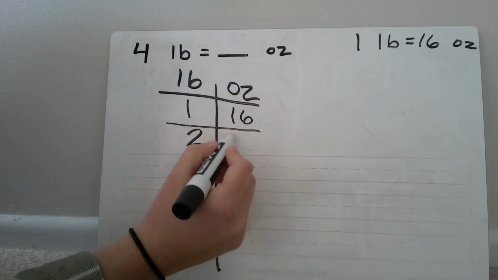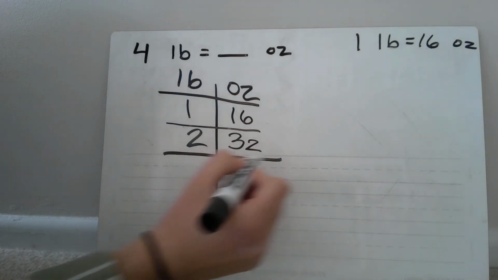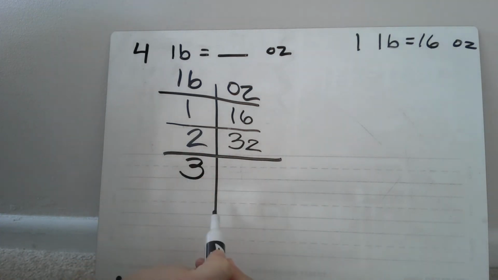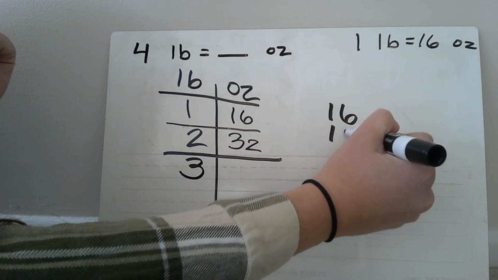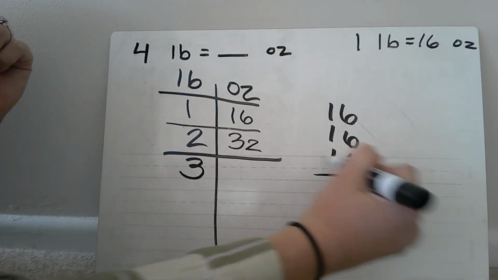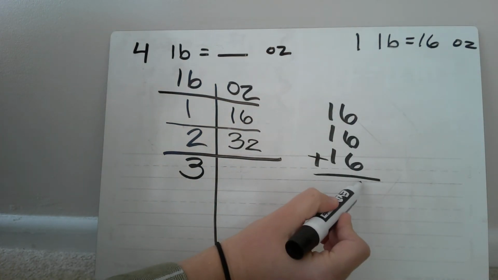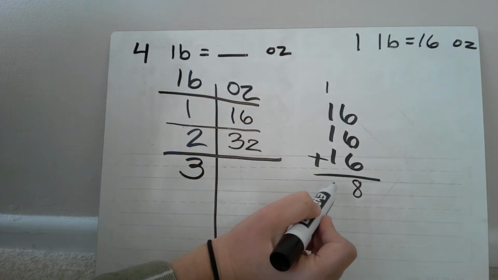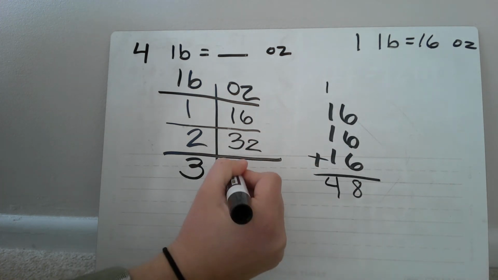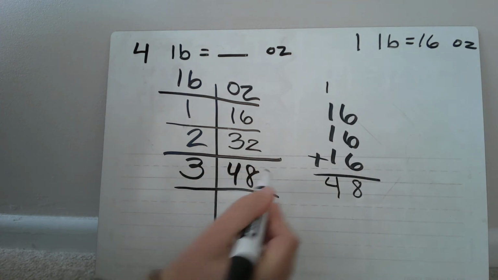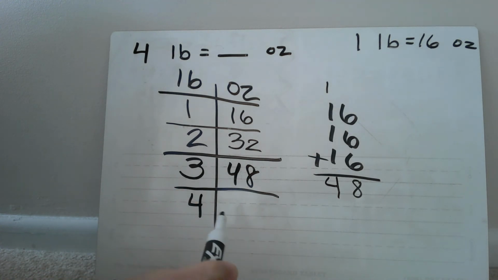2 pounds, we talked about before, was 32 ounces because we had 2 groups of 16. 3 pounds would be 3 groups of 16. So it'd be 16 plus 16 plus 16, or 16 times 3. I know that 6 plus 6 plus 6 is 18. And if I add up 1, 2, 3, 4, I have a 4 in the tens place, which gives me 48 ounces. But I need 4 pounds, not 3 pounds. So I need one more group of 16.